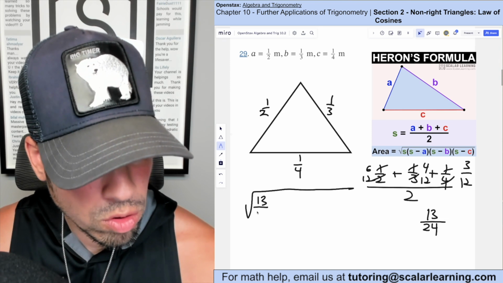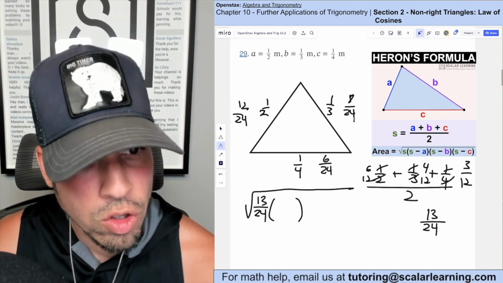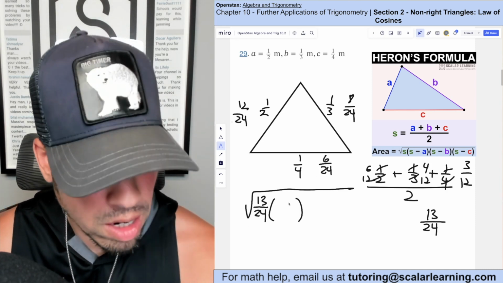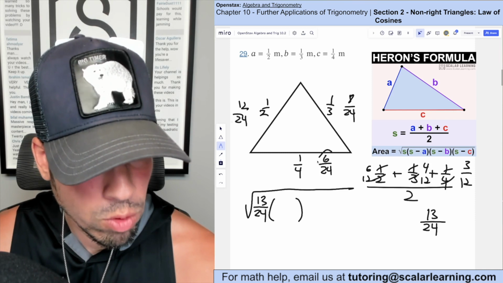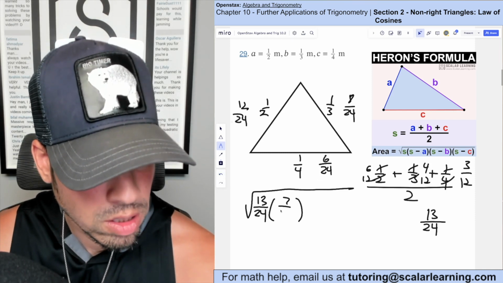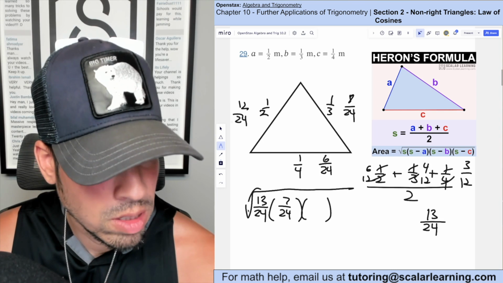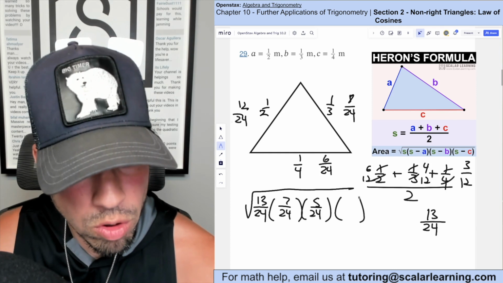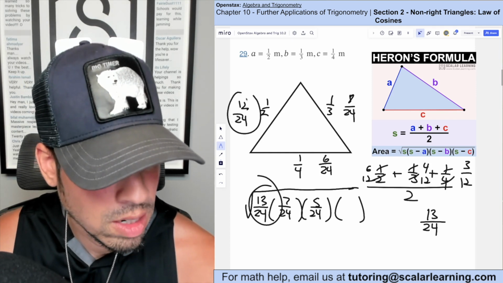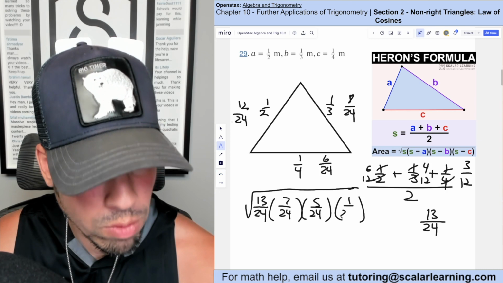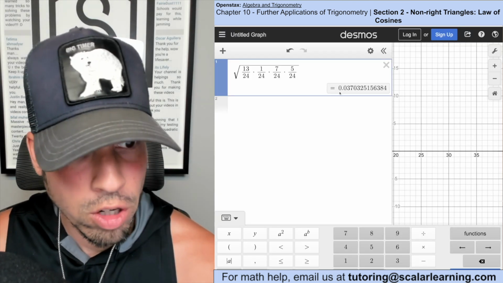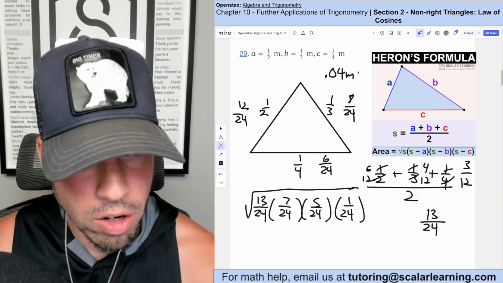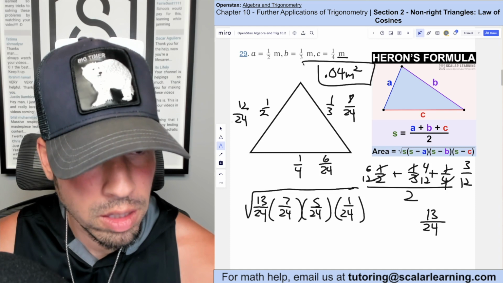So it's the square root of 13/24 times. So then I just wrote these up with common denominators of 24. This is just so we can do it easily mentally without having to use a calculator. So then we do the difference of 13/24 minus 6/24, which is 7/24, and then times the difference of this and this, which would be 5/24. I'm not doing it in any particular order, right? And then we take the difference of this and this, which is 1/24. All right, let's plug it into Desmos. And to the nearest hundredth, this rounds up to 0.04. So the answer is 0.04. Again, it's area, so it's meters squared. And there's your answer, done.